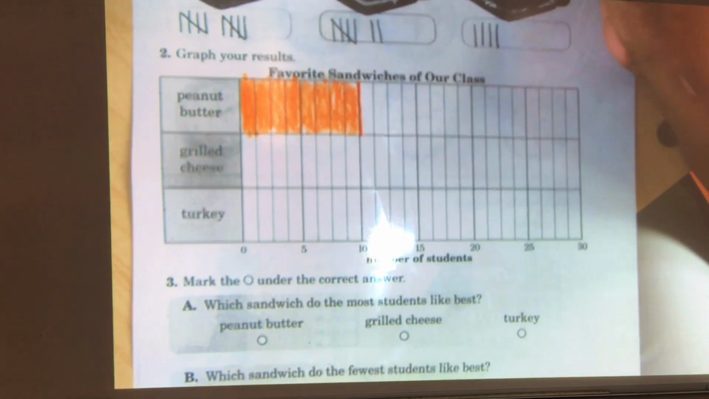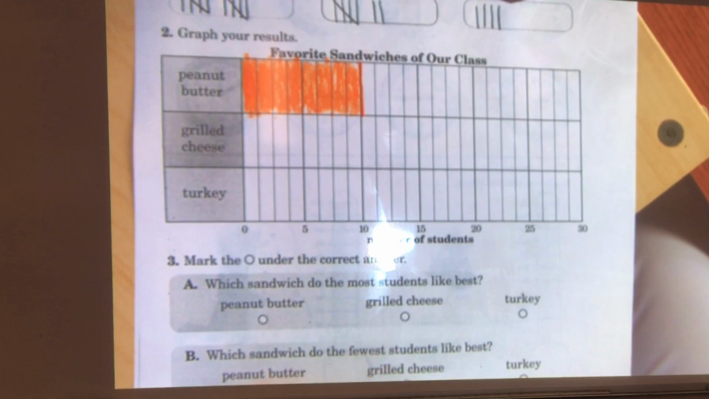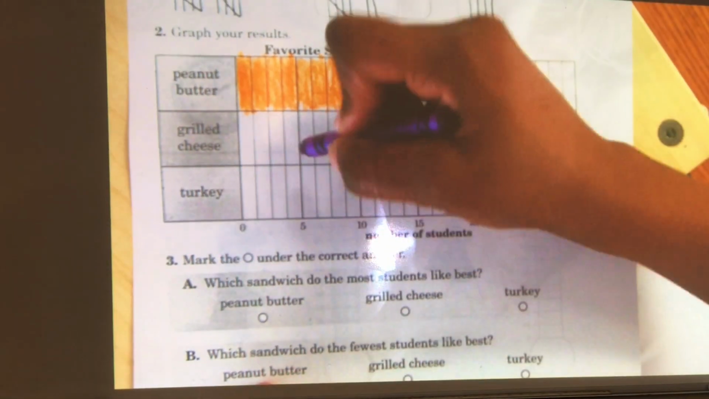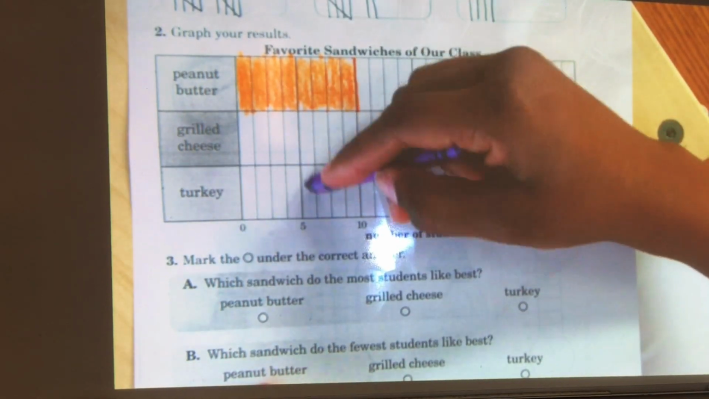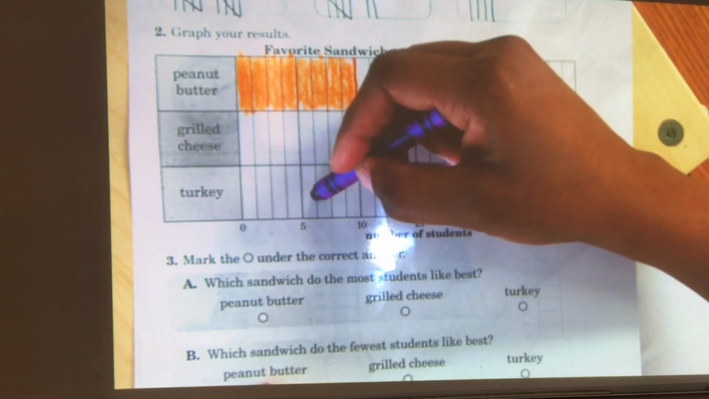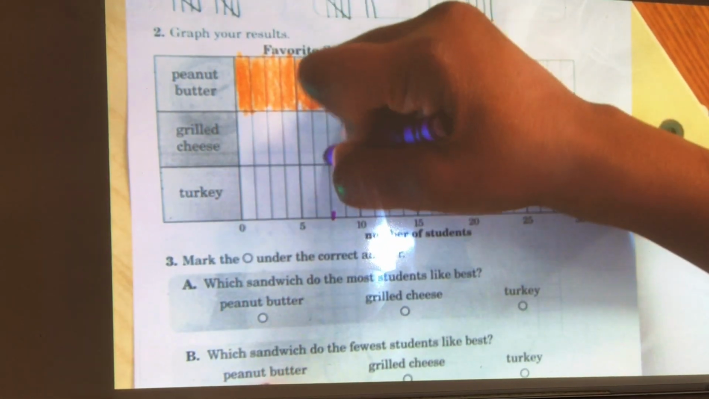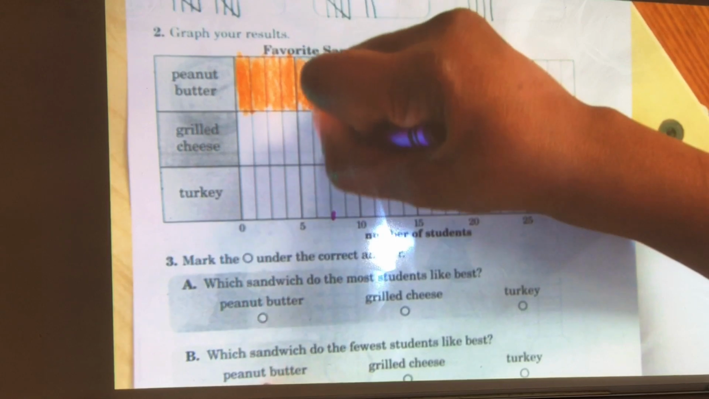So now let's do grilled cheese. We have 7 students in our class that like grilled cheese sandwiches. So I know we need to have at least 5. So here's 5. This is a darker line here. But there I need 7. So here will be 6, 7. So I can't pass. I apologize. I'm supposed to be here in the middle. I can't pass this line right here.